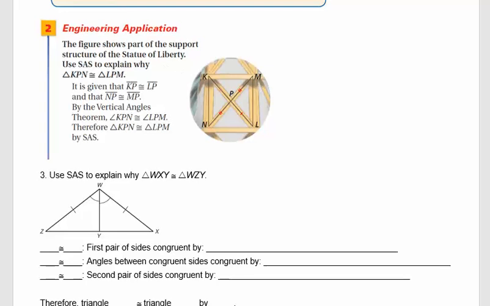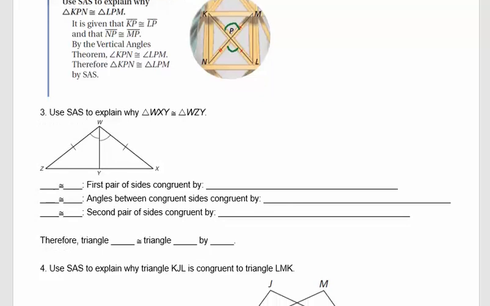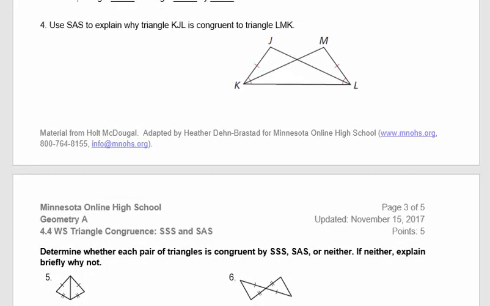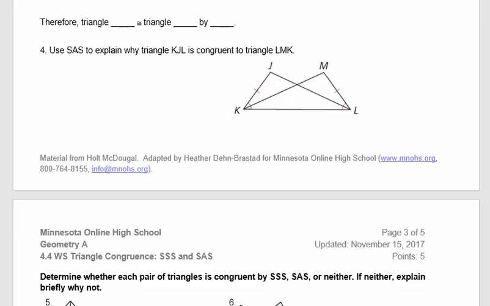Like in the example here, we use that vertical angles were congruent to say that angle KPM would be congruent to angle LPN by vertical angles. So they had the angle congruent to the angle. We use vertical angles a lot to show that angles are congruent. Let's look at number 4. It looks a little more complicated here, and it doesn't have the step-by-step stuff. So we're just going to find a side that's congruent to another side, an angle congruent to another angle, and then another pair of sides.